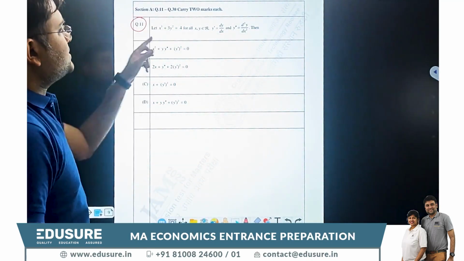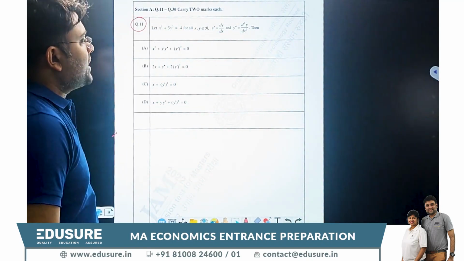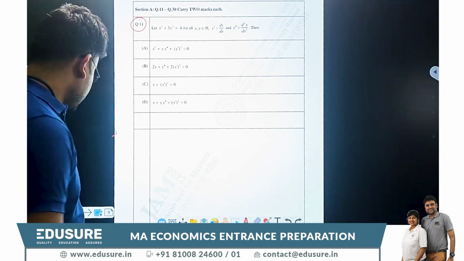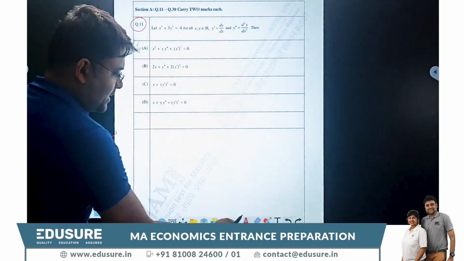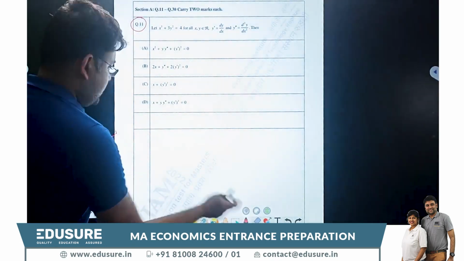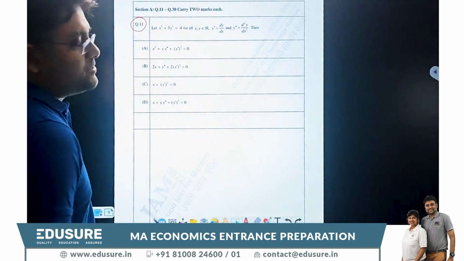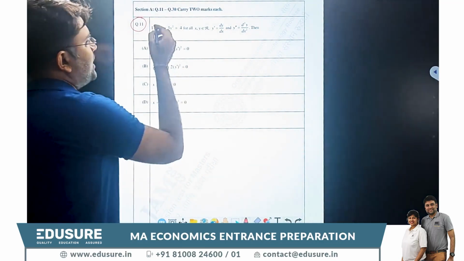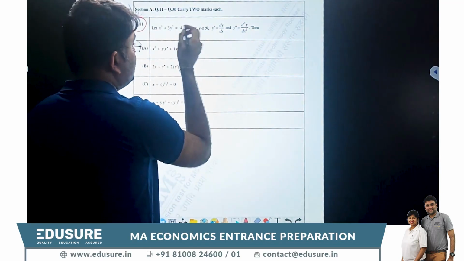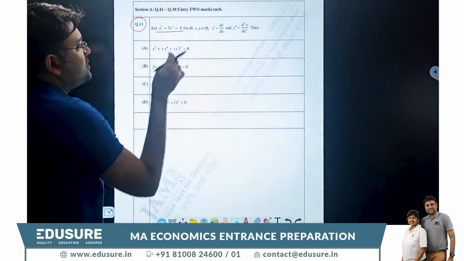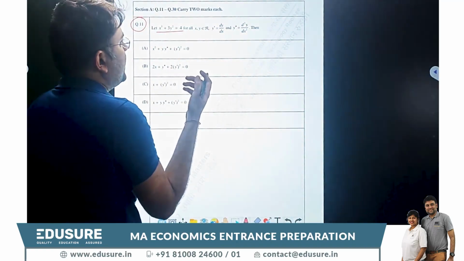Let x cube plus 3y square is equal to 4. I need to find the differential equation for the same. In order to find it, I'll differentiate. So x cube plus 3y square is equal to 4. If I differentiate this throughout with respect to x, what will I get?